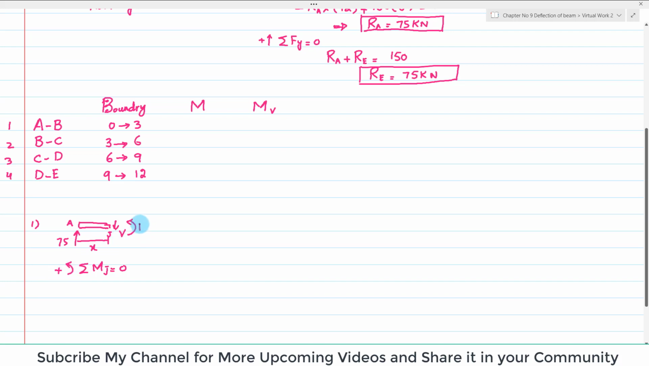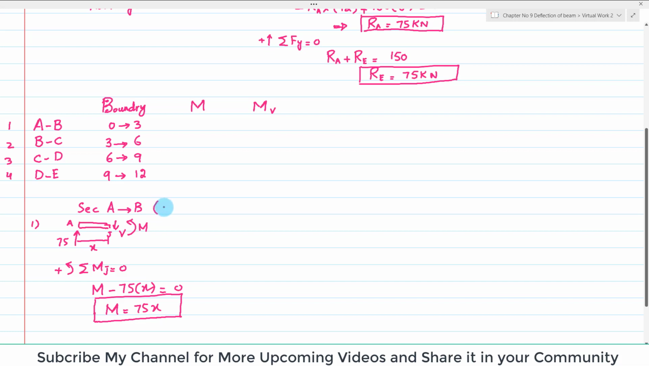positive. So at point J there is a reaction moment M, which is counterclockwise, and due to this force 75 kilonewton, there will be a clockwise moment. So minus 75 into X is equal to 0. So it means that M is equal to 75X. So this is the equation of moment for the real system between section A and B.